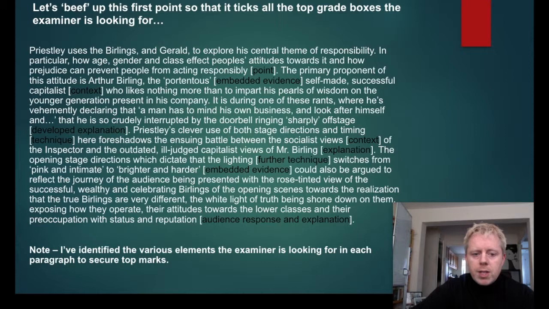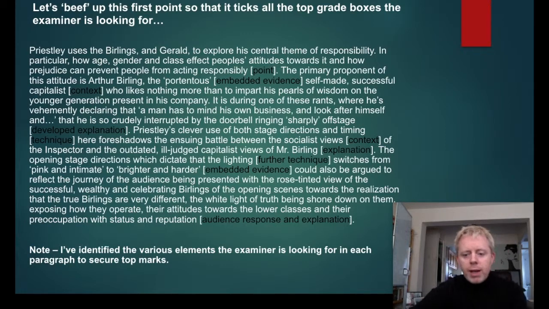The opening stage directions, which dictate that the lighting switches from pink and intimate to brighter and harder, could also be argued to reflect the journey of the audience being represented with the rose-tinted view of the successful, wealthy and celebrating Birlings of the opening scenes towards the realisation that the true Birlings are very different, the white light of truth being shone down on them, exposing how they operate, their attitudes towards the lower classes and their preoccupation with status and reputation. So I've identified the various elements the examiner is looking for in each paragraph to secure the top marks. So you can see that there.